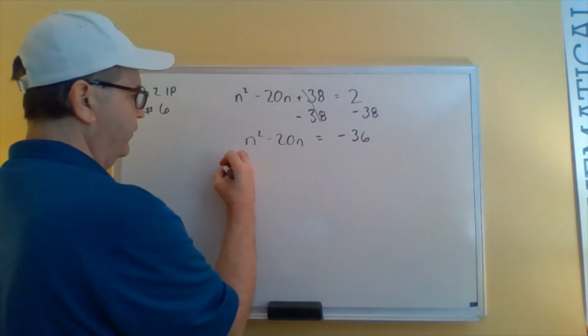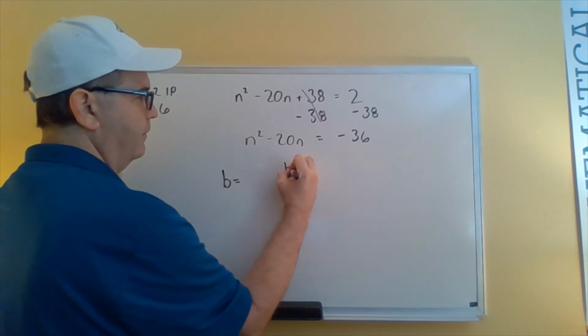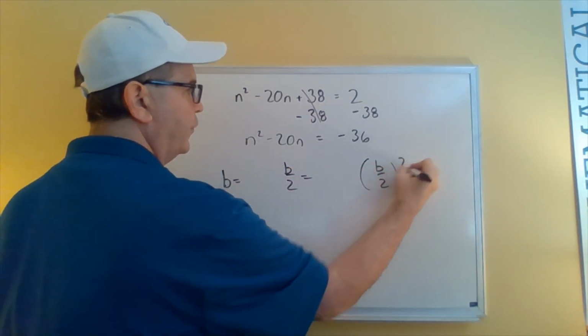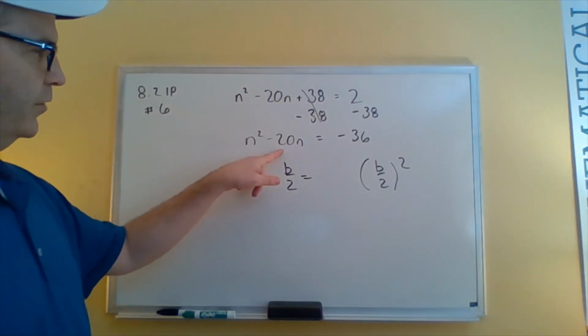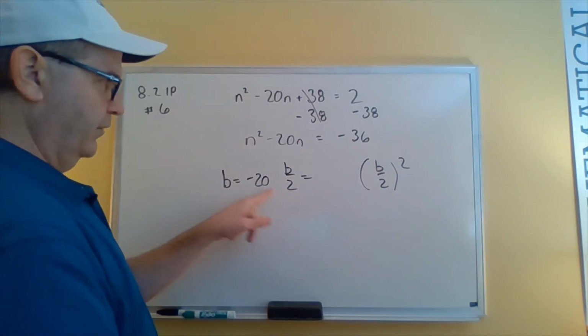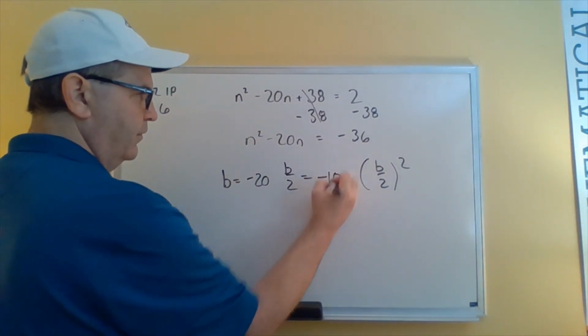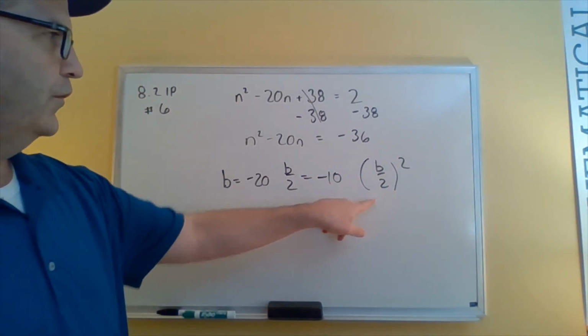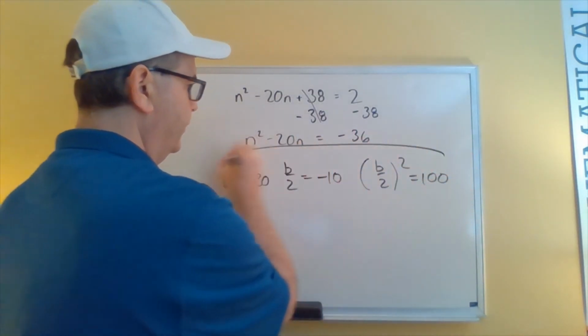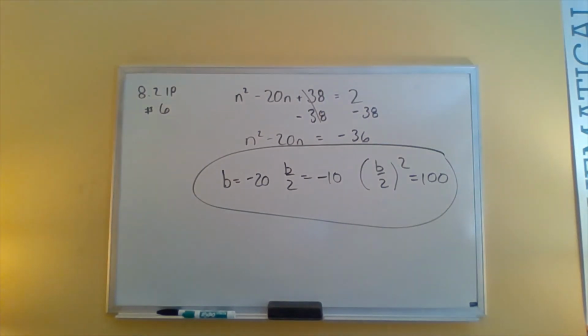Now I need to identify b over 2, and finally b over 2 squared. B is the coefficient of my middle term, that's negative 20. B over 2 is negative 20 divided by 2, that'll give you negative 10. And b over 2 squared, that'll be negative 10 squared, which is 100. So my answer to number 6 is b equals negative 20, b over 2 equals negative 10, b over 2 squared equals 100.